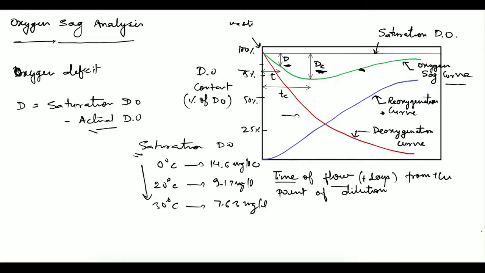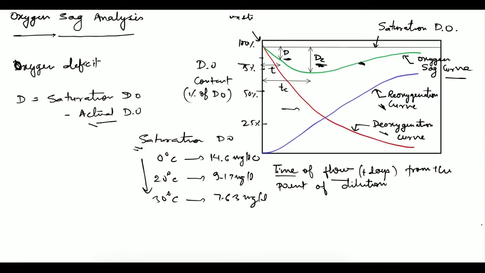It is made up of two curves. It is a combination, or the outcome, of the two processes that take place in the stream. The first one is deoxygenation and the next one is reoxygenation. Let's try to understand these two, and we'll try to formulate an equation for this oxygen sag curve. So two processes are involved, as I said.